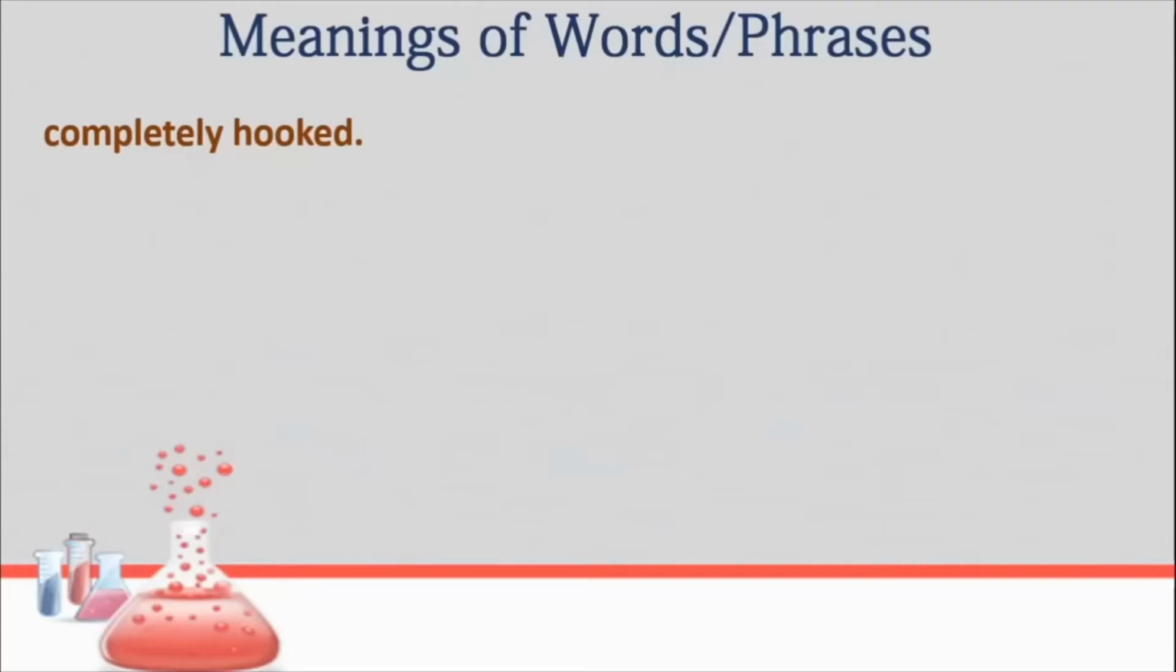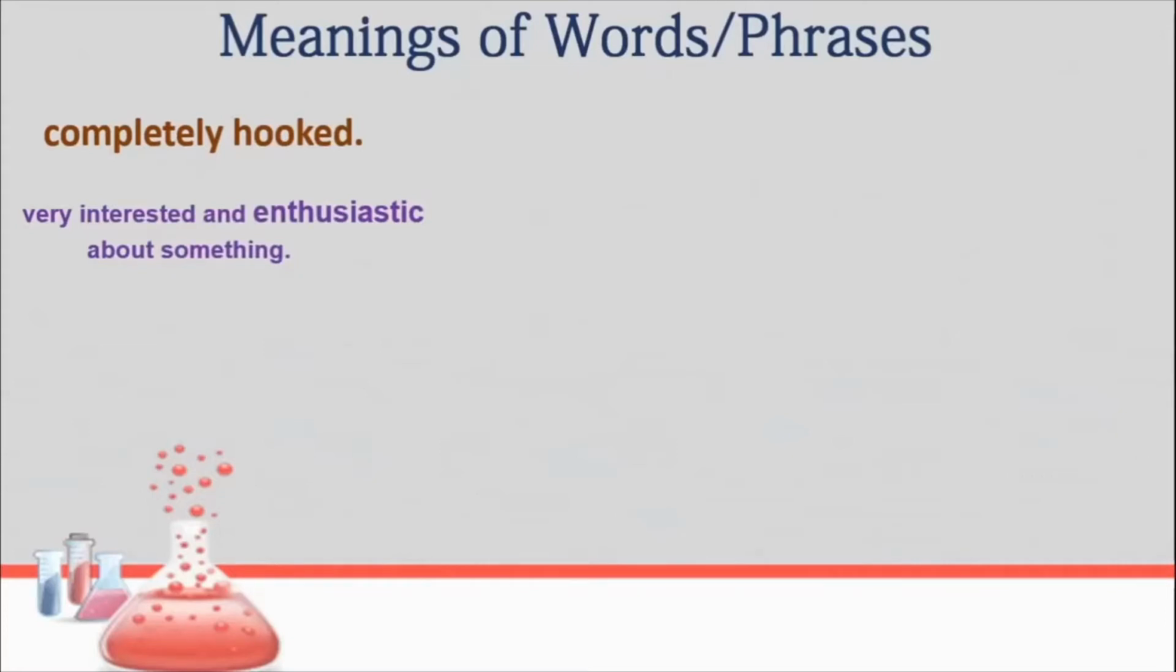Now, any phrase or word that you pick up, children, you can give it different meanings according to the context in which it is used. So here we are looking at the meanings of these words or phrases according to the context that they are used in this particular lesson in the textbook. So here completely hooked means what? Completely hooked means to be very interested and enthusiastic about something.